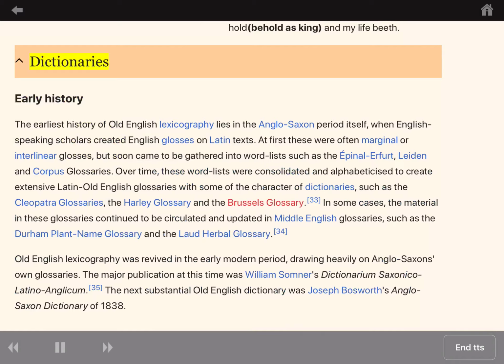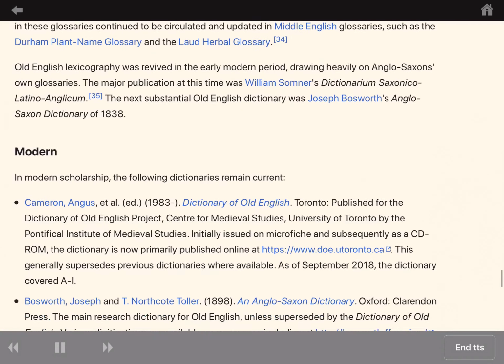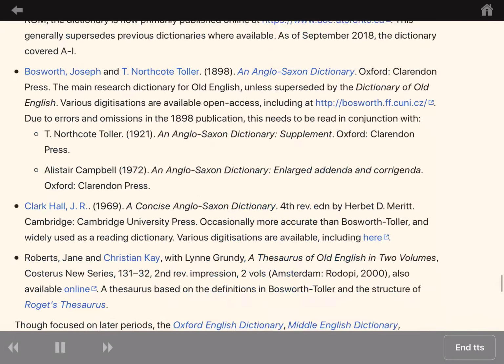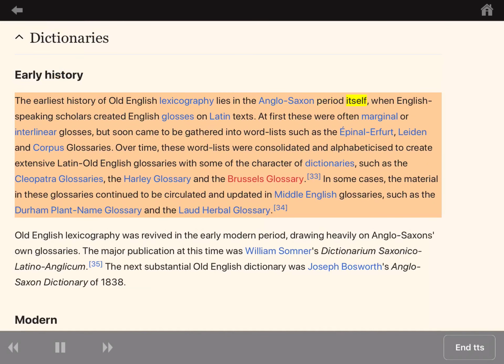Dictionaries. Early history. The earliest history of Old English lexicography lies in the Anglo-Saxon period itself, when English-speaking scholars created English glosses on Latin texts. At first these were often marginal or interlinear glosses, but soon came to be gathered into word lists such as the Epinal, Erfurt, Leiden and Corpus glossaries.